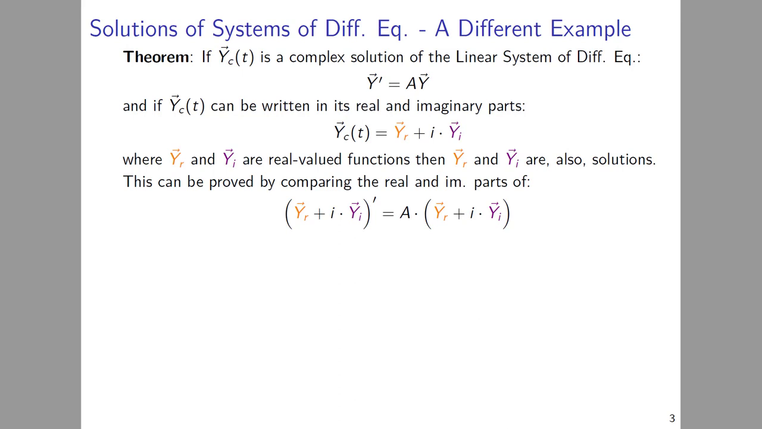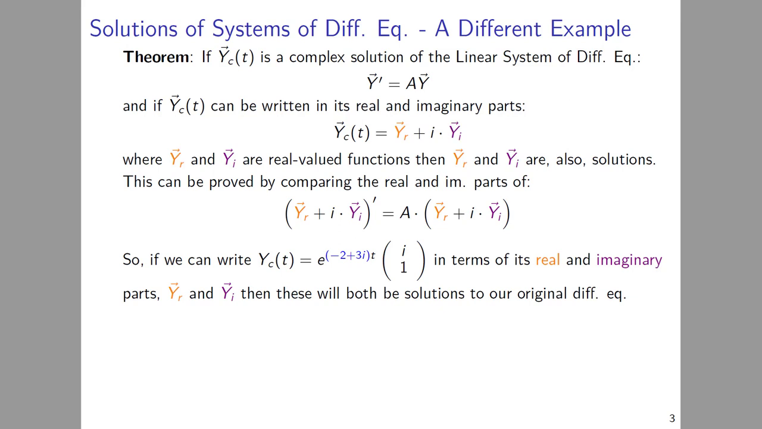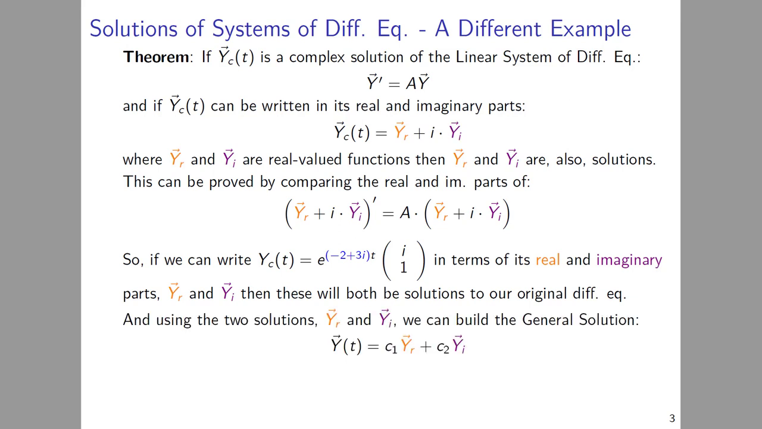But using this theorem, if we can write y_c equal to e^((-2 + 3i)t) times (i, 1) in terms of its real and imaginary parts, y_r and y_i, then these will both be solutions to our original differential equation. And if we have these two solutions, y_r and y_i, then we can build the general solution, y(t) = c1·y_r + c2·y_i. So all that remains is to write y_c equal to e^((-2 + 3i)t) times (i, 1) in terms of its real and imaginary parts, y_r + i·y_i.